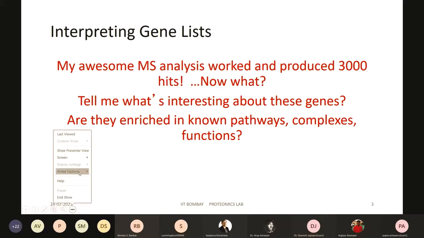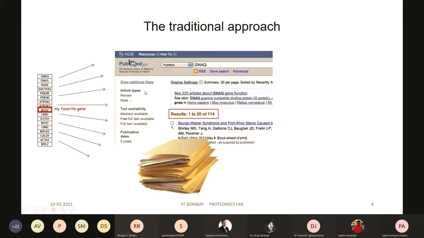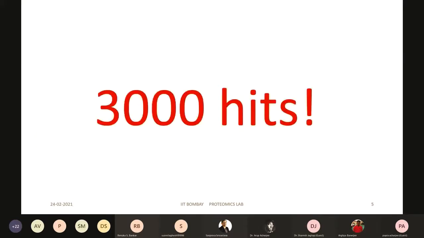So a traditional approach would be to take up a favorite gene, use it in PubMed, and see how many papers are published. And then you try to make sense of the data. But suppose you have 3,000 hits. You would spend an entire year just to understand your data. And science moves pretty fast. We cannot use those techniques. So traditional approaches are not viable.